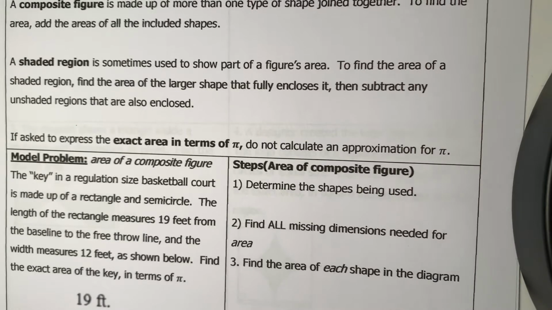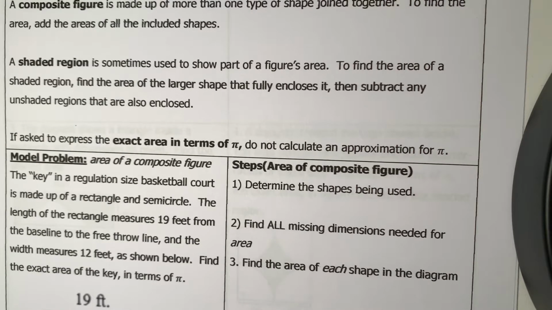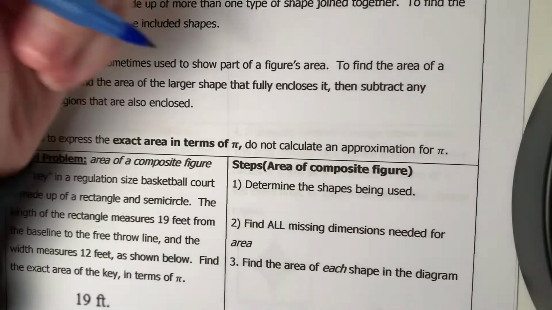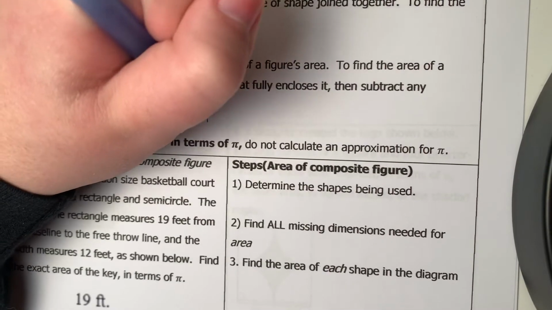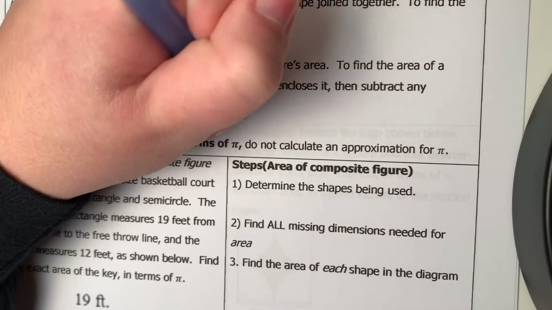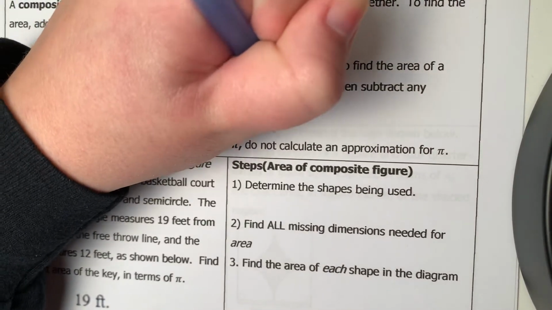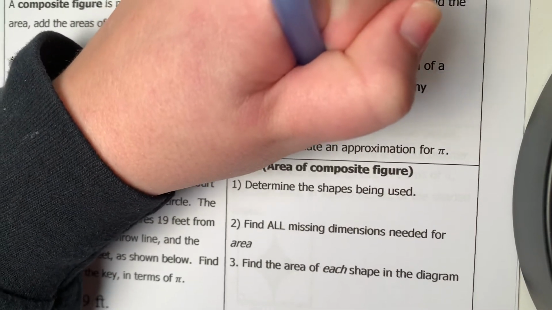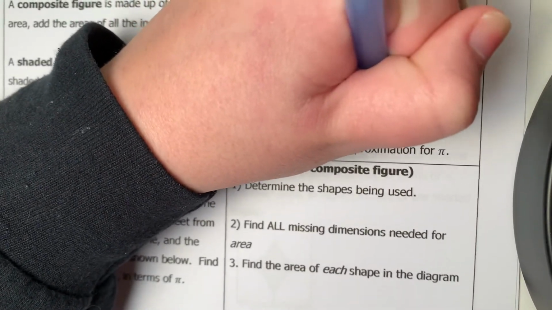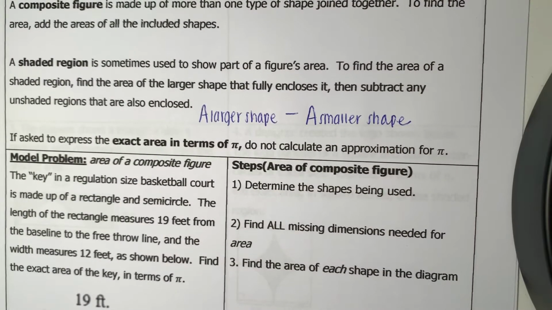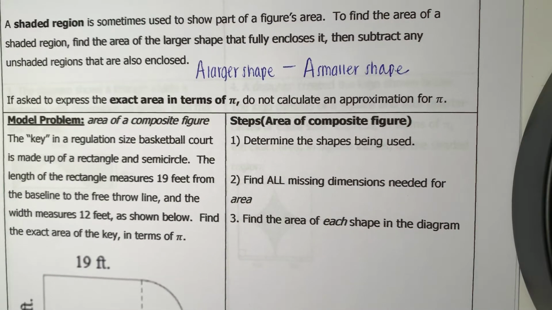A shaded region is sometimes used to show part of a figure's area. To find the area of a shaded region, you want to find the area of the larger shape that fully encloses it and then subtract any unshaded regions that are also enclosed. So the idea here is that you're going to find the area of the larger shape and subtract the area of the smaller shape. And then if you're asked to express the exact area in terms of pi, you are not going to calculate an approximation for pi. So if they say in terms of pi, that means that there should be a pi in your answer.